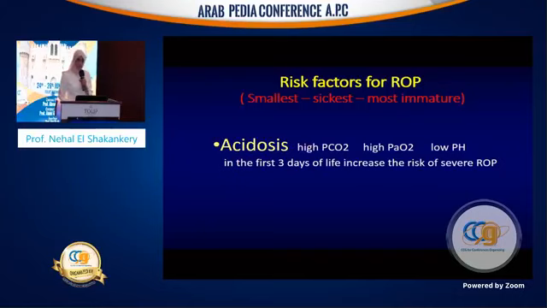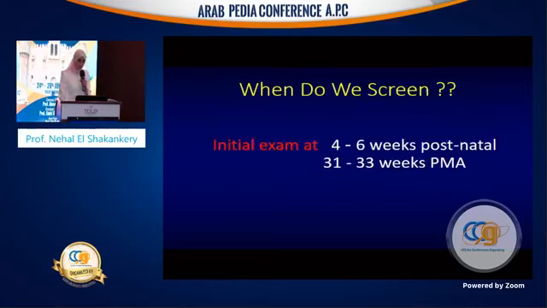Now, who do we screen? Low birth weight, less than 1,500 grams, but actually in our developing country, I tell you, it is 750 grams. Early gestational age, and this is in the developed country, but here in our country, it should be not less than 32 weeks, but actually less than 34 weeks. And those full term, but who had oxygen exposure for more than 50 days, they should be screened.